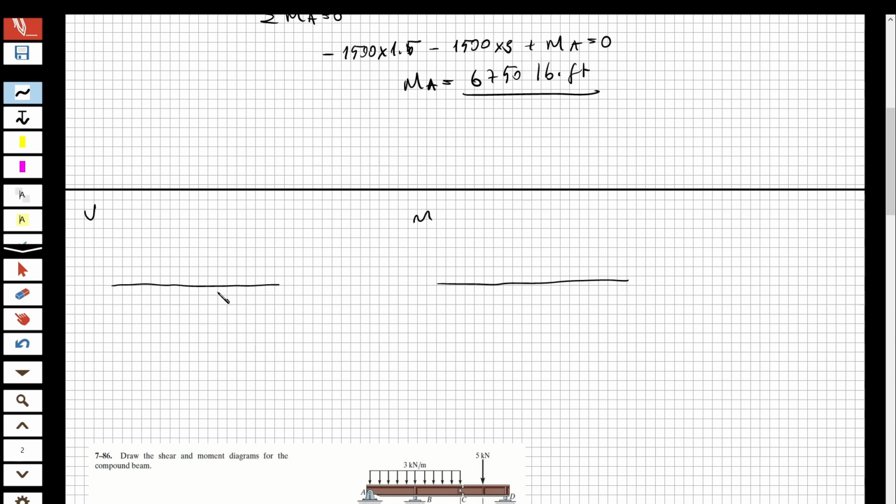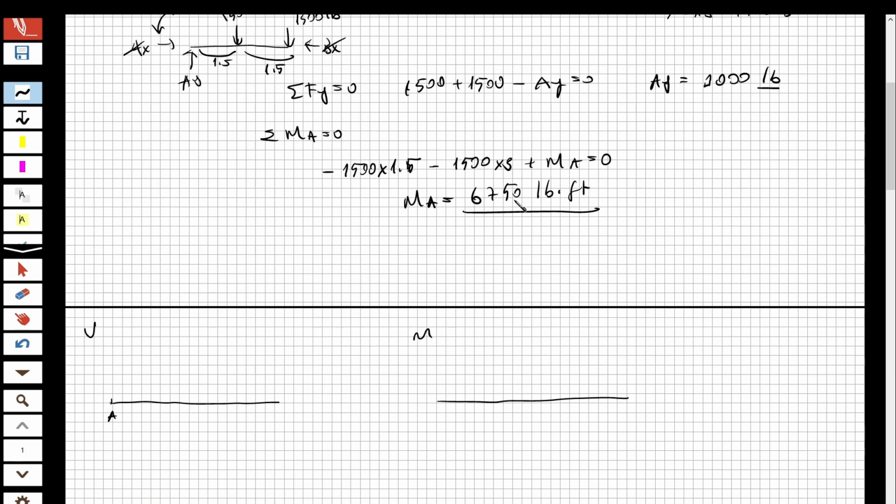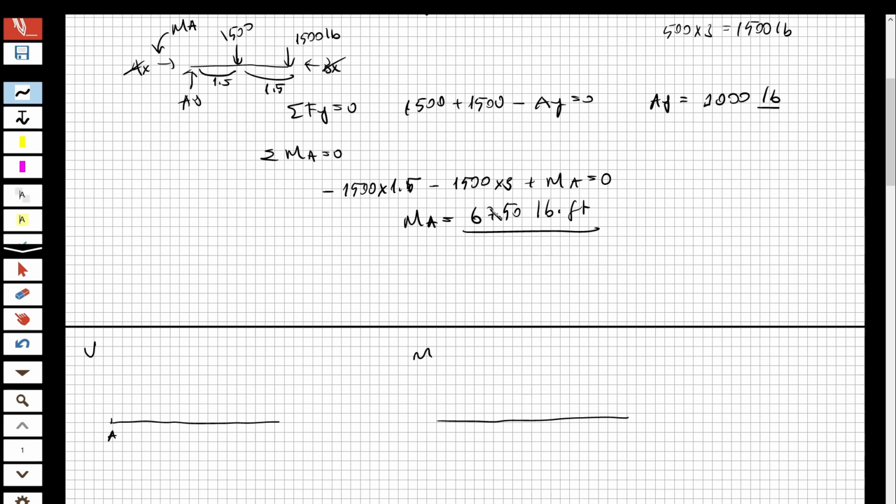For the shear diagram, if you remember, at A I have 3,000 pound as the force. So it's going to be 3,000 pound. I'm going to increase by this amount of force, 3,000 pound, and I'm going to decrease as a triangle.